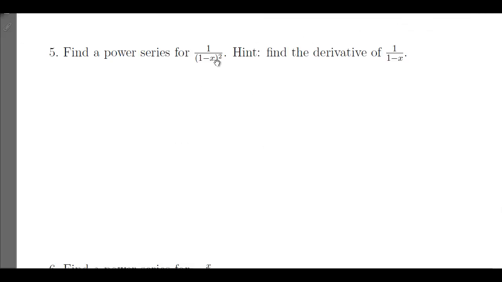But find a power series for 1 over 1 minus x squared. So you've got that 1 over 1 minus x squared there. It says a hint, find the derivative of 1 over 1 minus x. So what we're going to do is say 1 over 1 minus x squared is what we want, and the hint was really 1 over 1 minus x. Let's find a derivative of this and see what we get.